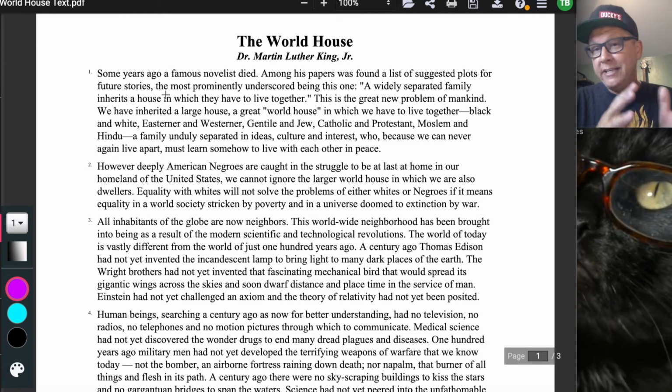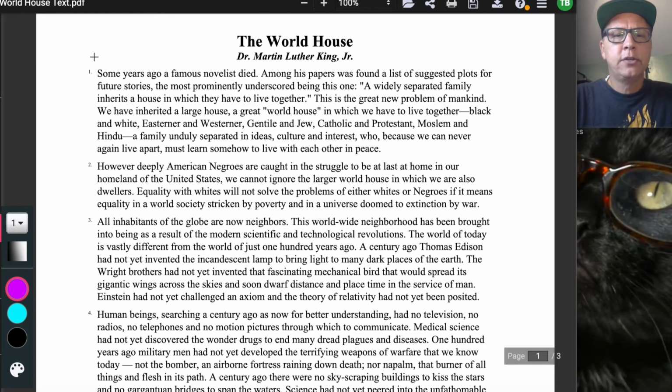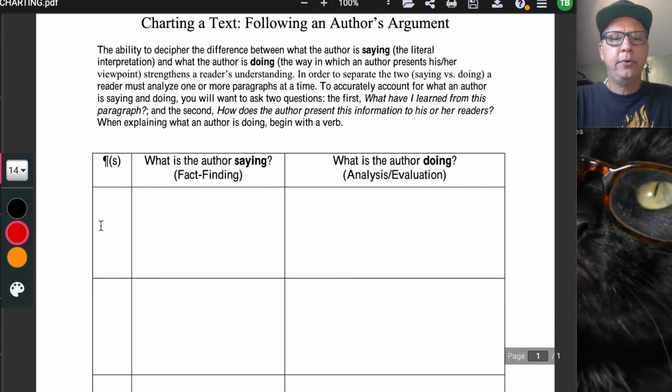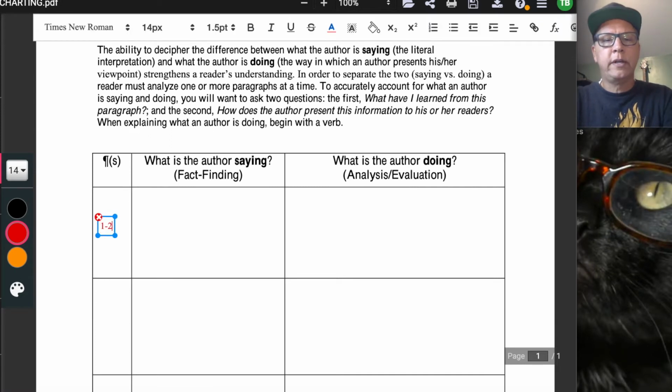All right, so he is moving now into this idea of scientific and technological breakthroughs or advancements. In terms of my blocking or chunking, I'm going to chunk 1 and 2 together. That'll be my first block or chunk. And so what I want to do then is go to my charting, and I'm going to put in here paragraphs 1 and 2.